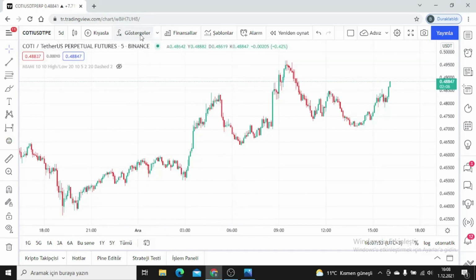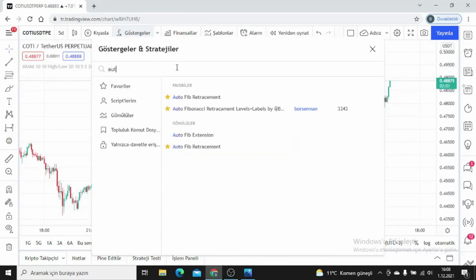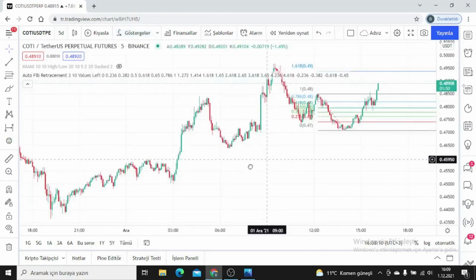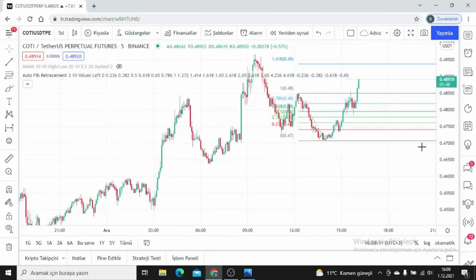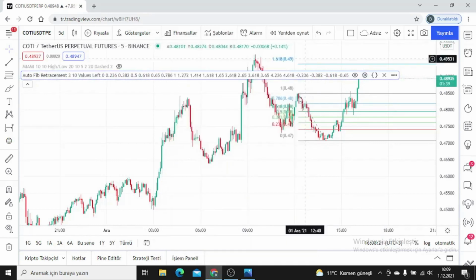First of all, we will open Fibonacci from the indicators section. When I type auto, there is already an auto Fibonacci embedded here. I choose this, and it automatically draws a Fibonacci for me. The input setting appears to be 10, so our depth is 10, but I couldn't find the Fibonacci I want to talk about here. If you find it, I would appreciate it if you write it in the comments section of the video.